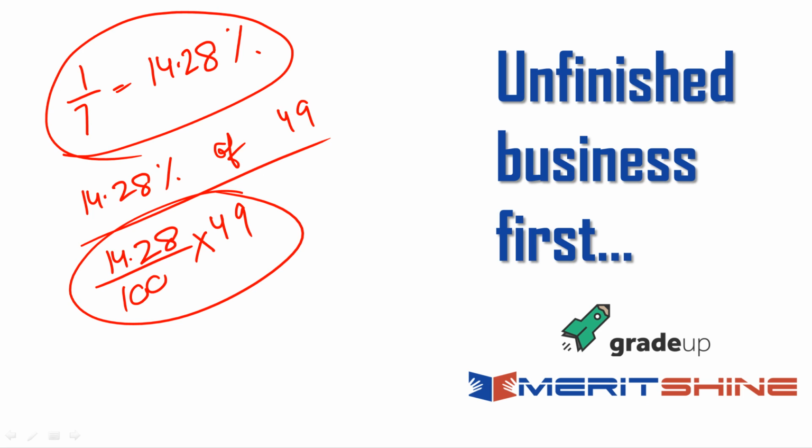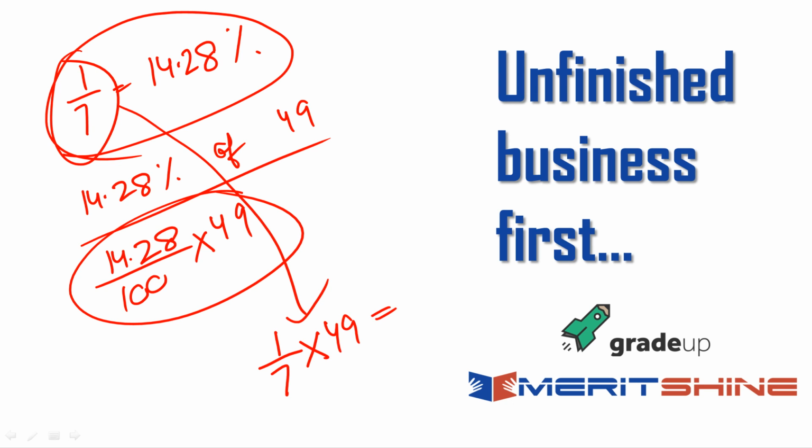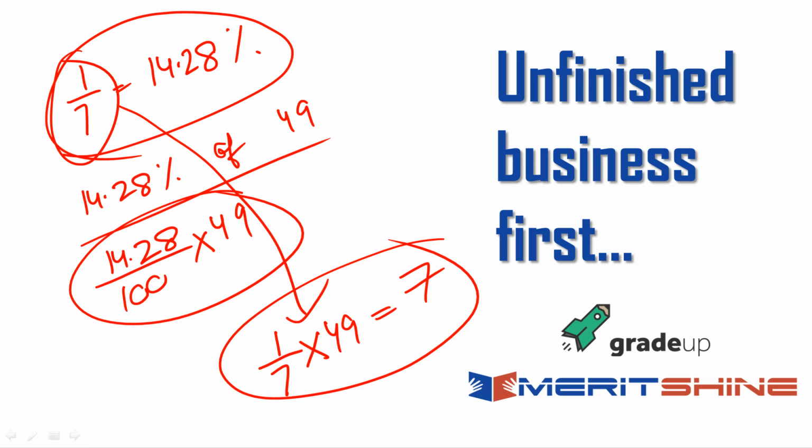What I do is, if I know this reciprocal 1 by 7, I'll just replace this calculation with this one. 1 by 7 into 49. So I immediately know that this becomes 7. I hope this is clear to everybody. There is absolutely no problem with this. 14.28% is 1 by 7. So the moment I see 14.28%, I'll replace it by 1 by 7 and get my answer.